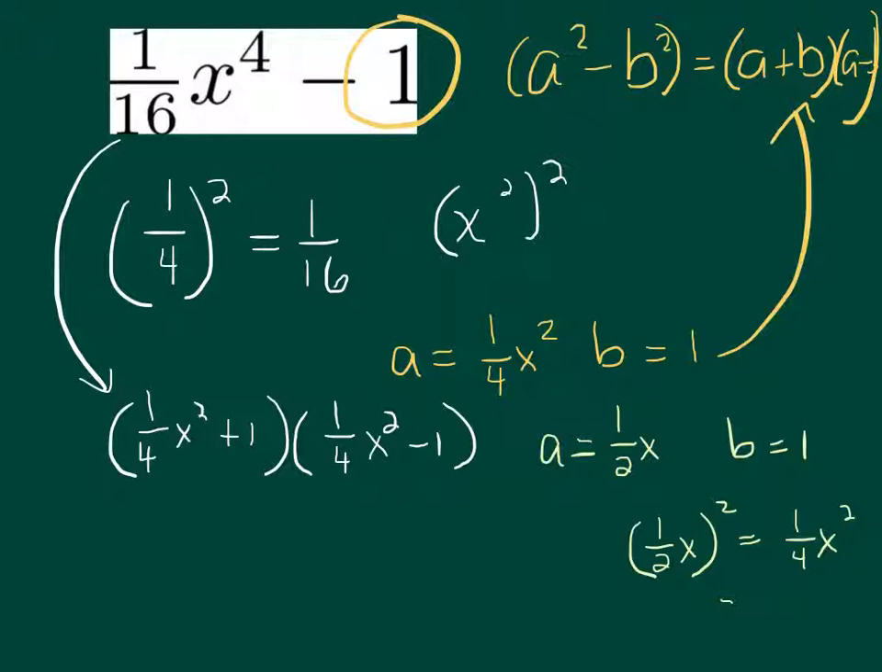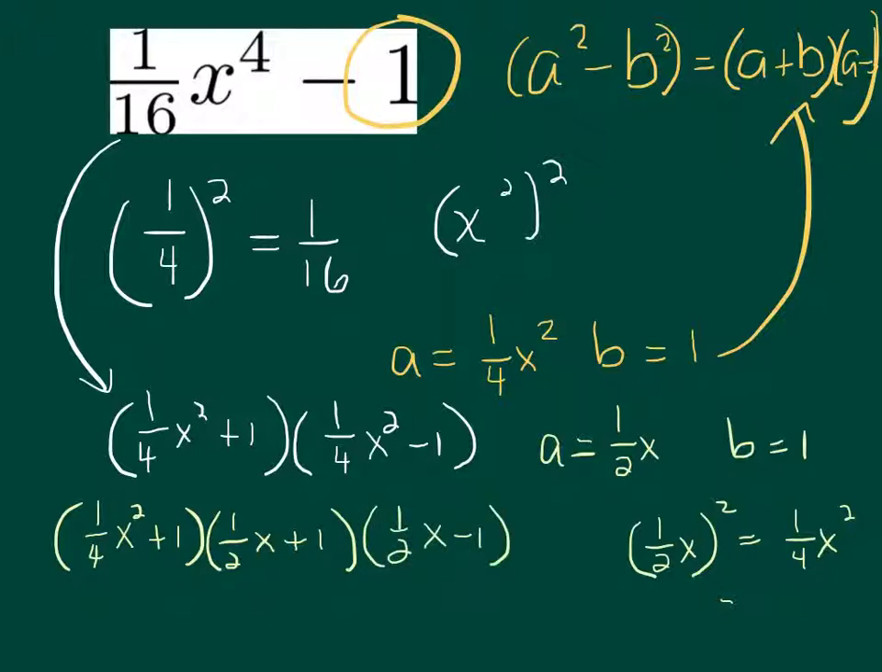So you get 1/2 x squared is 1/4 x squared, as you can see in this corner right here. So I'm going to extend the pattern one more time so that my final answer is 1/4 x squared plus 1 times 1/2 of x plus 1 times 1/2 of x minus 1. And that's my final answer for that particular problem.